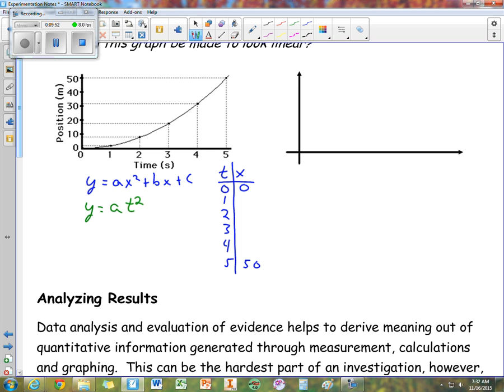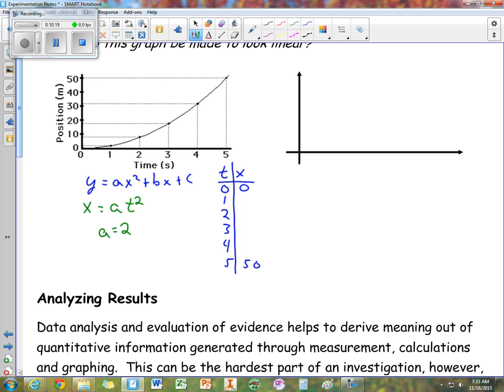Also, it looks like instead of y's, I'm looking at positions, so I better go ahead and turn that y into an x. If I look at this last point, I know that when t equals 5, x equals 50. Well, 5 squared is 25, and 25 times 2 equals 50. So it looks like a equals 2.